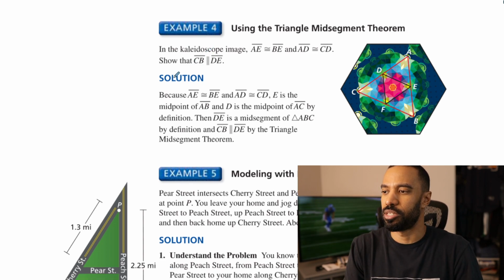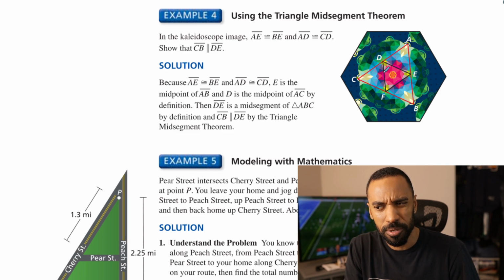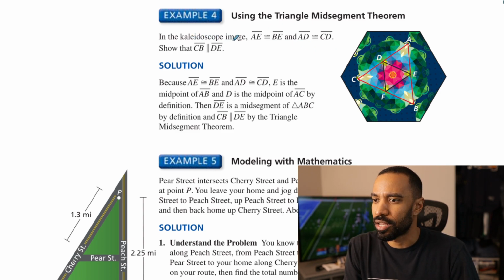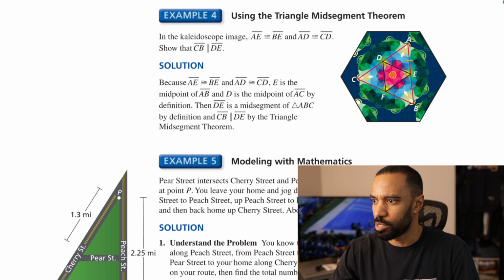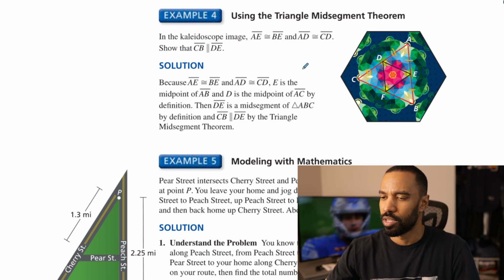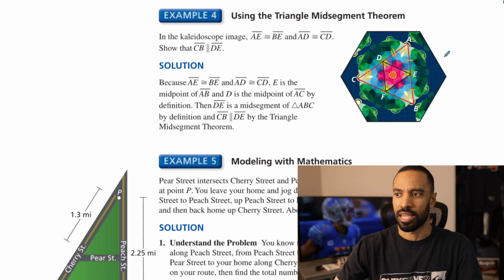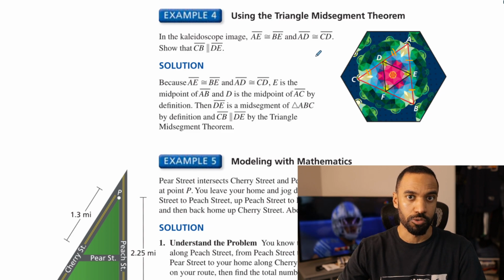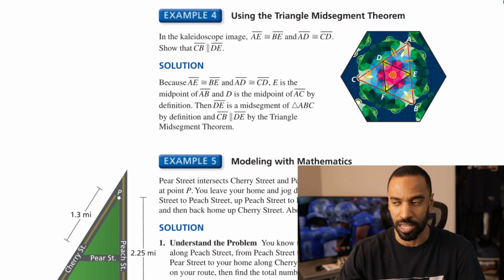Okay, using the triangle mid-segment theorem here, hopefully you can kind of see this picture for what it is, a triangle, and then a mid-segment triangle. In the kaleidoscope image, AE is congruent to BE, and AD is congruent to CD. Show that CB is parallel to DE. This is the kind of stuff where I would use more of those 2-column proof things. They made it as a paragraph proof, and I'll use what they explained.